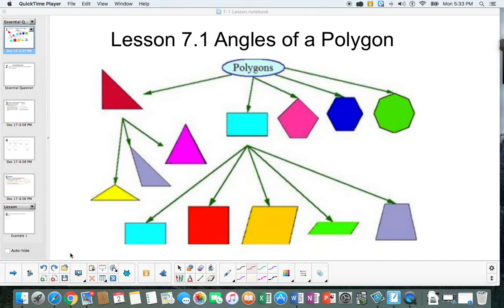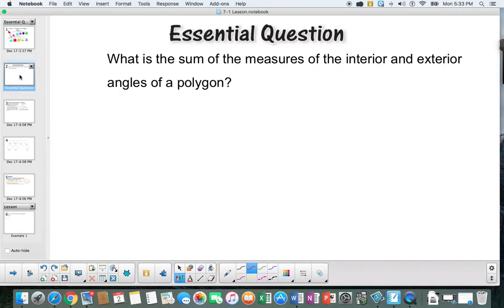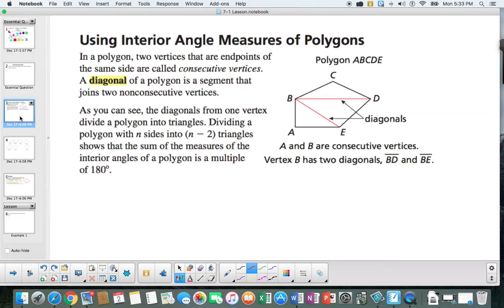Lesson 7.1, Angles of a Polygon. Essential question: what is the sum of the measures of the interior and exterior angles of a polygon? Let's take a look at a polygon.